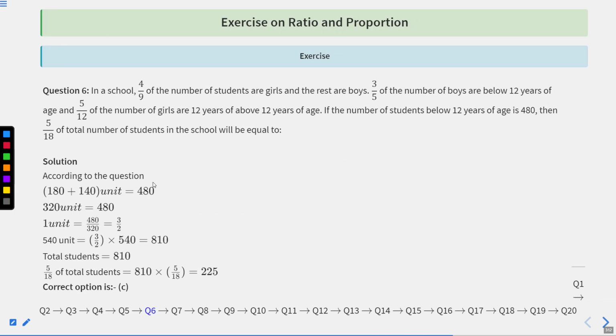So according to the question, 180 plus 140 units is equal to 480. That means 1 unit is going to be 3/2. So 540 units is going to be 3/2 into 540, that is 810 units. So the total number of students is 810. So 5/18 of total students is equal to 810 into 5/18, equal to 225. So the correct option here is option C.